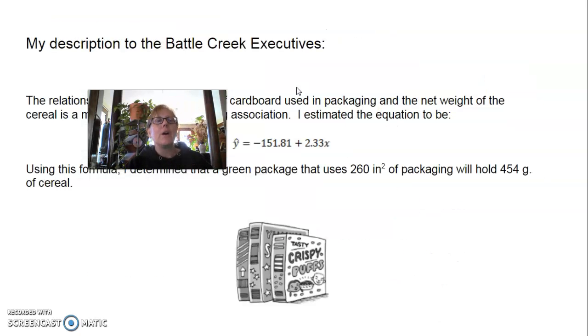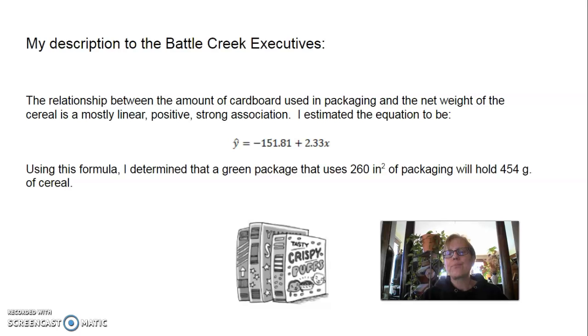All right, let's move on to my description. Here was my description. I said it was mostly linear. The book says it's slightly curved. All right, I totally agree.